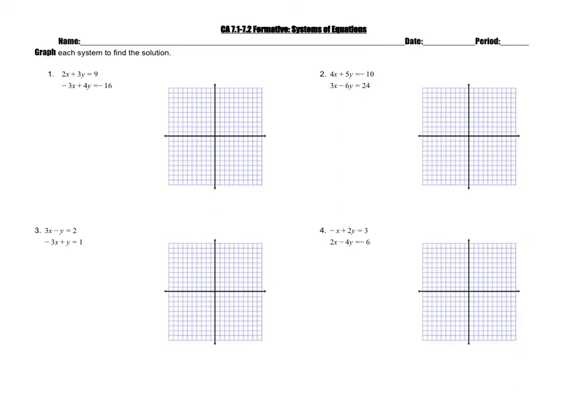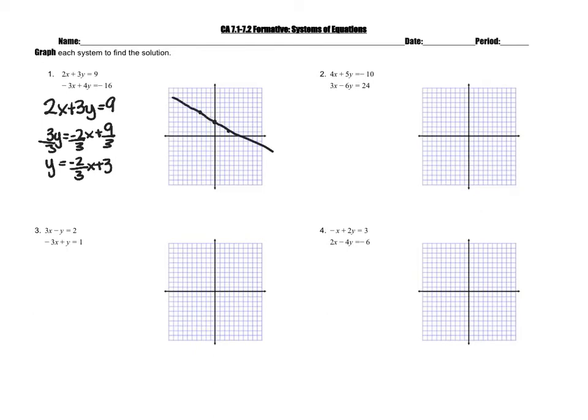Okay, so we're going to put these in y equals mx plus b form. 2x plus 3y equals 9. We're going to subtract that 2x, so we get 3y equals negative 2x plus 9. Then divide everything by 3, so y equals negative 2 over 3x plus 3. So that means we're going to start at 3, go down 2, and to the right 3. We can also go up 2 and to the left 3.